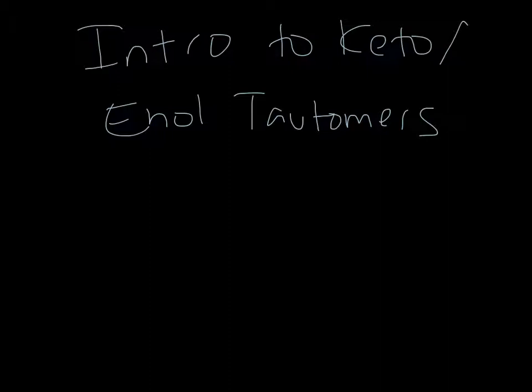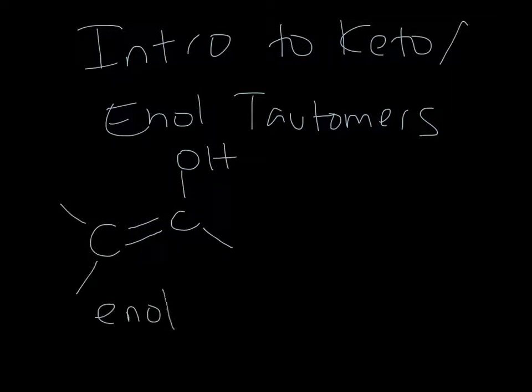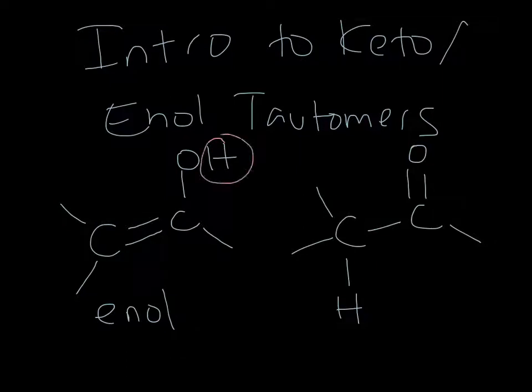under basic conditions. So if we look at the possibilities here, we have this guy right here, which is an enol, and that is in equilibrium with what we call the keto form, where I have a double bond to the oxygen, and then the H is over here. So what we're seeing is the transfer, the migration of one group. In this case, the group is an H.